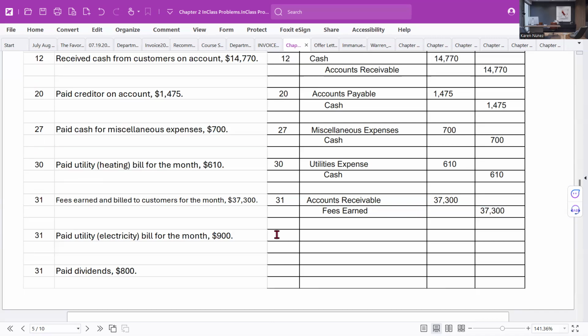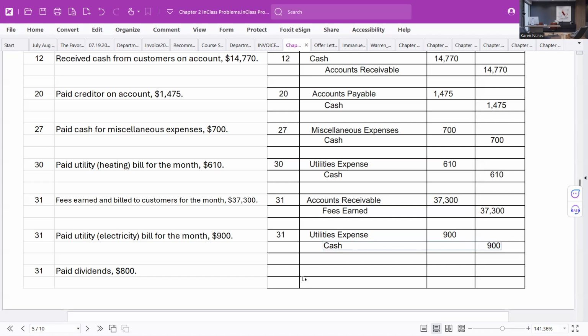And the next to the last one, on the 31st again, we are paying utility. On the 30th, we paid the heating bill, utilities expense. On the 31st, we're paying the electricity bill. But it's the same thing. It's another expense, and this time, again, it is for utilities, right? But it's $900. Record that expense by debiting it for 900, and we are paying in cash. Show the reduction in that asset, indent the credit to the cash account for $900.